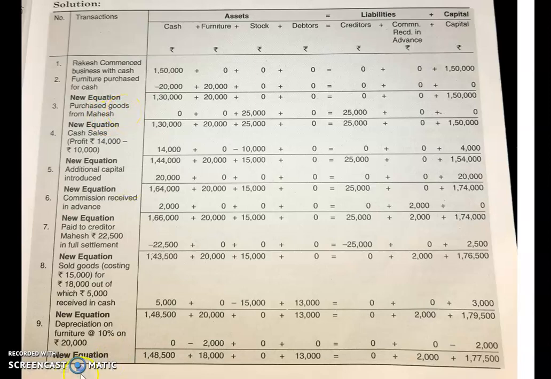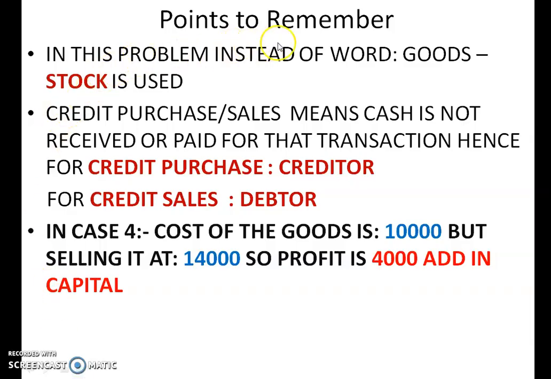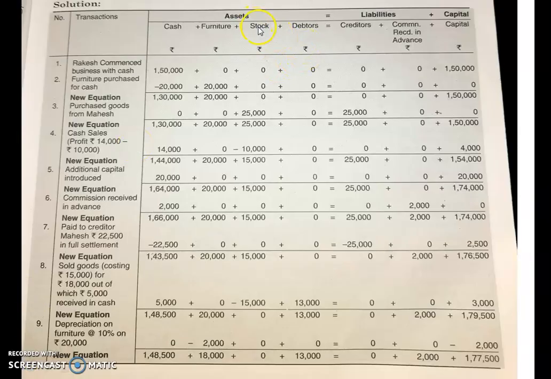I have mentioned some points to remember over here. In this problem, instead of the word goods, we are using stock. So you can replace the word goods with stock. Stock is the correct usage. So instead of the word goods, we have used stock here.